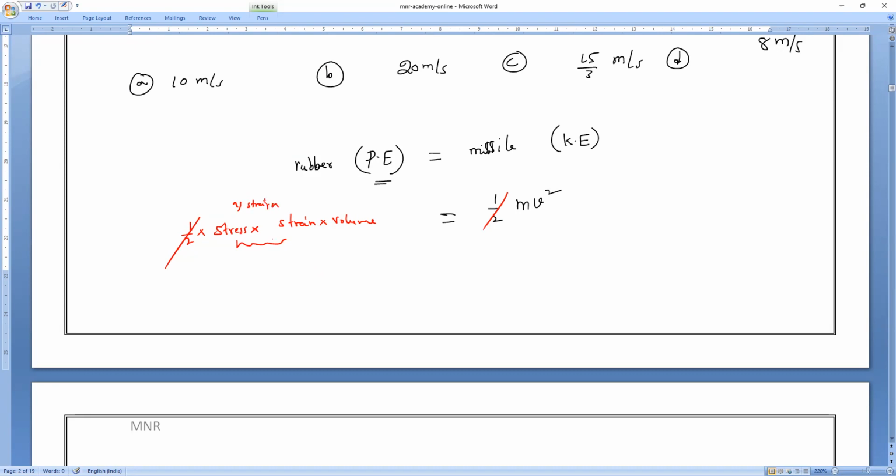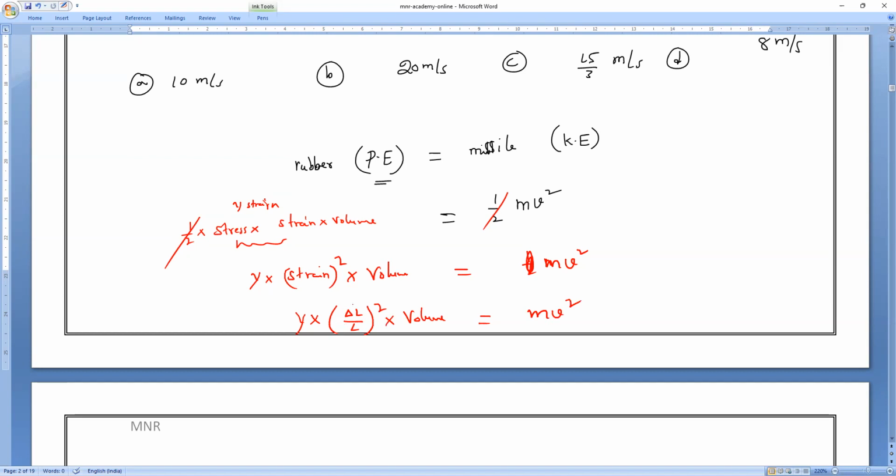What is the formula? Anyone? Young's modulus into strain square into volume is equal to half mv square. Half is gone already. Any problem, Pradosh? Clear? So now we all know that Young's modulus into strain, that is delta L by L, whole square, into volume is equal to half mv square. Am I right, everybody? Clear?